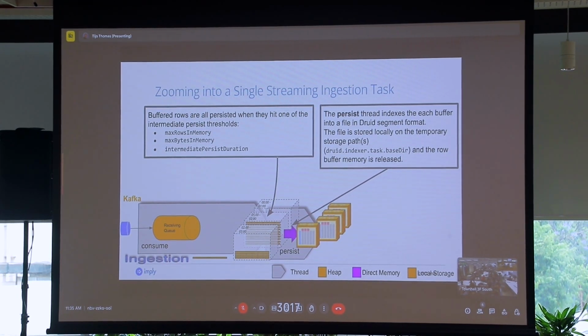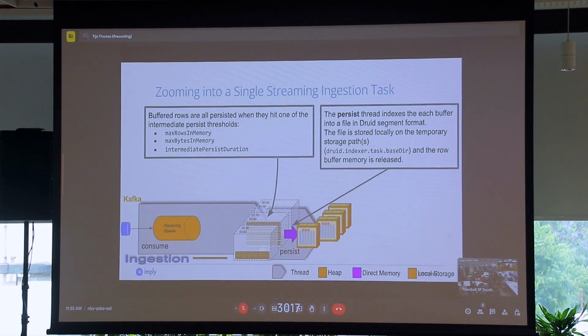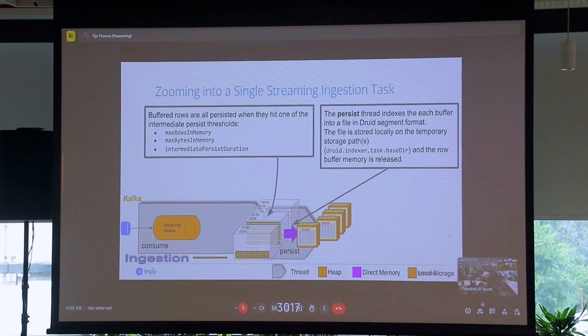Okay, where will it store? It will store in a directory on a local disk, where the configuration is the Druid indexer task base directory. In that directory, it will store it. Now what happens?